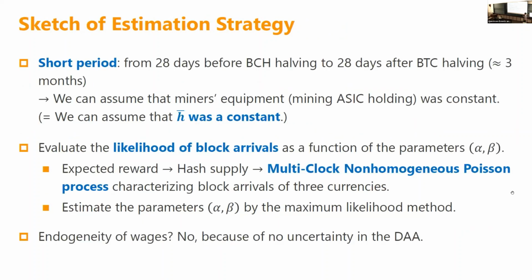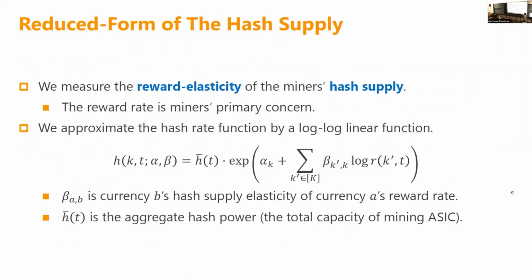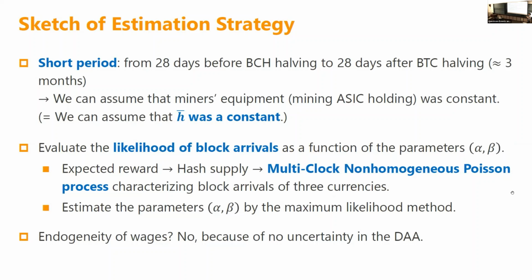Basically, I'm going to skip all the methodologies, but it's something like this. We are going to look at the short period before and after the third halving. At this period we observe a large reward difference, so it's an ideal situation to estimate these parameters. And this is our technical contribution in this paper. If I have time, I want to explain it, but I'm going to skip it.